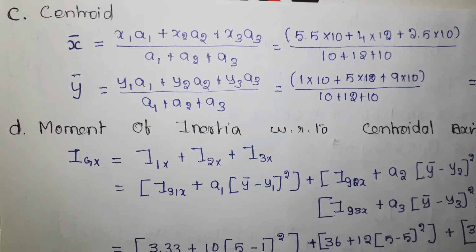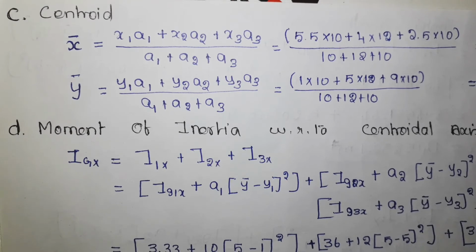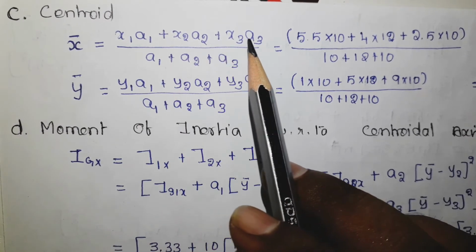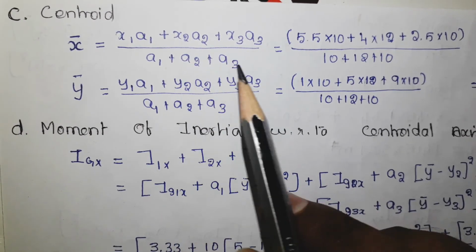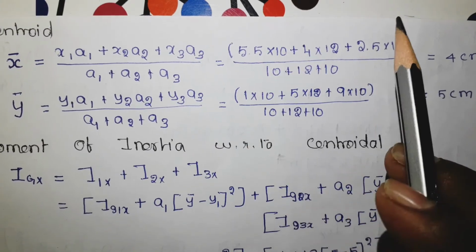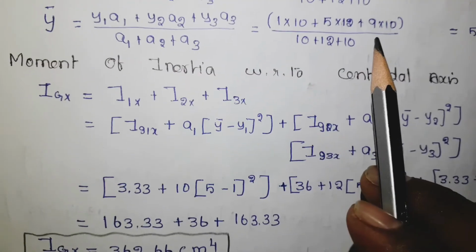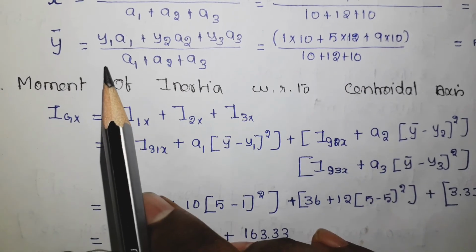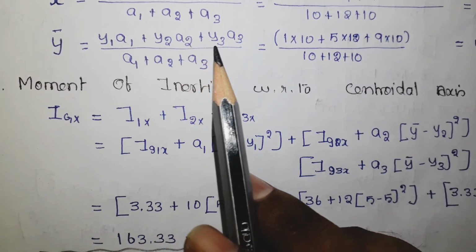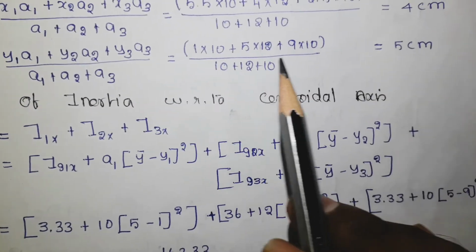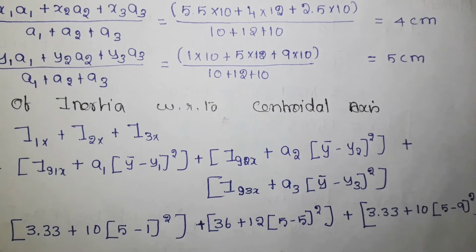Now the third step is finding the centroid. Use the summation formula. Now x bar equals x1 a1 plus x2 a2 plus x3 a3 divided by a1 plus a2 plus a3. Substitute all the values we found earlier and you will get the answer as 4 centimeter. Similarly, for y bar, use the same rule: y1 a1 plus y2 a2 plus y3 a3 divided by a1 plus a2 plus a3. Substitute all the values, you will get the answer as 5 centimeter.